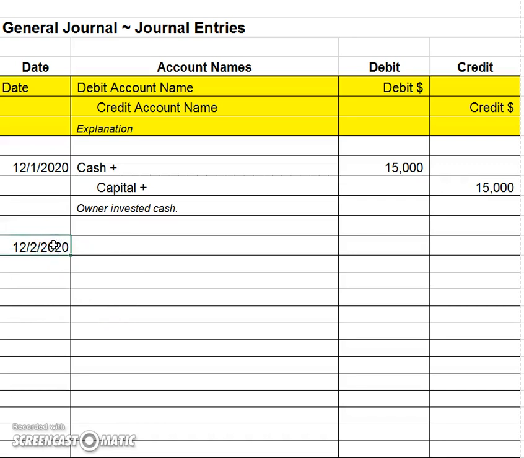For example, let's say the next business transaction happened on December 2nd. Once again, we would follow this same process: analyze the transaction, put it into debit and credit rules, and then record it in the journal. The general journal is where we prepare the journal entries. This is a brief discussion on preparing journal entries. Now let's go have some more practice doing it.